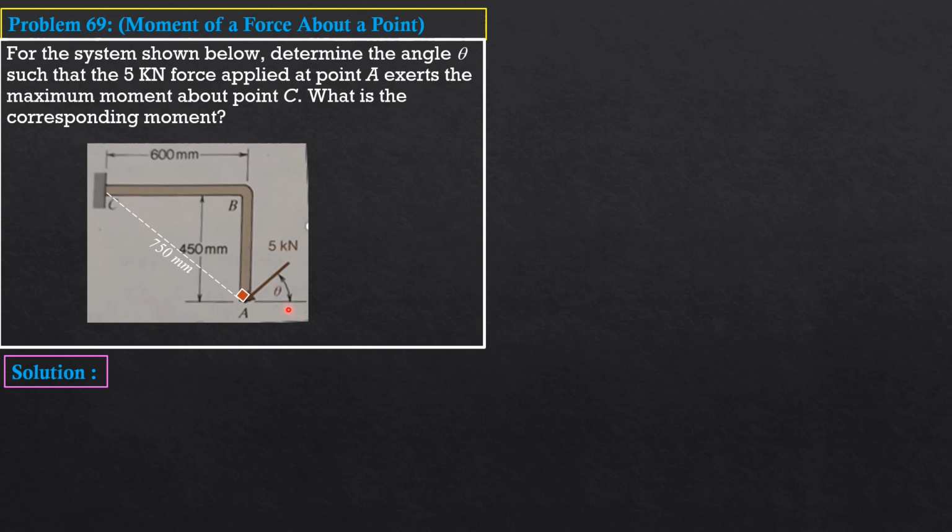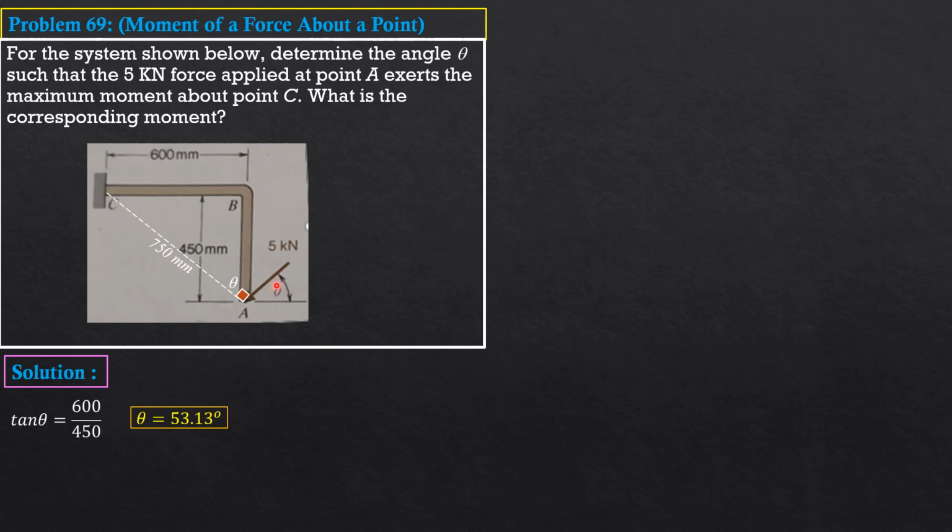So if this is theta, this angle is 90 degrees minus theta, and because this is 90 degrees, this is also theta. So from the figure, tangent theta is 600 over 450. So tangent of theta, 600 over 450, so theta is equal to 53.13 degrees. And the moment is clockwise.